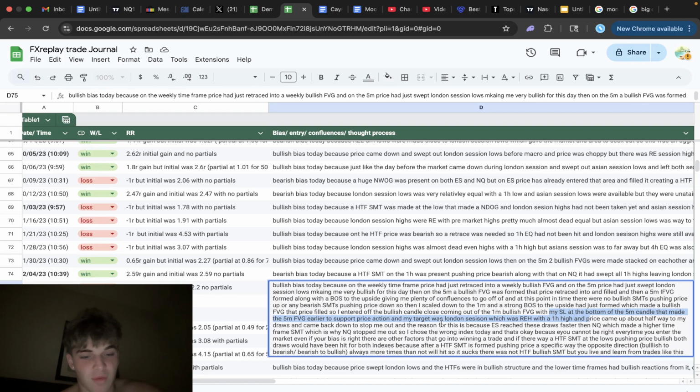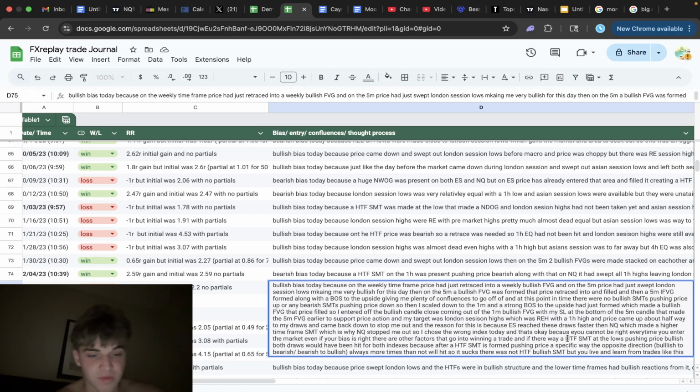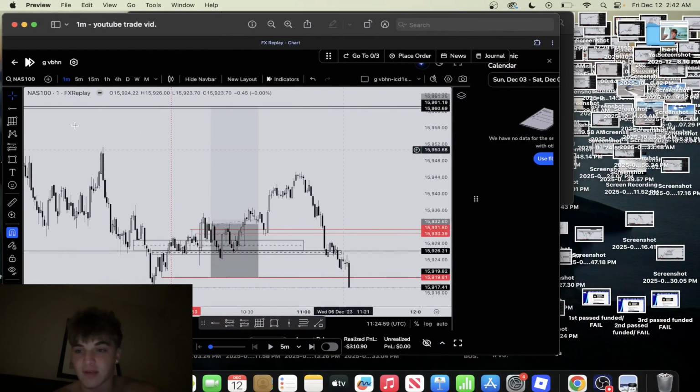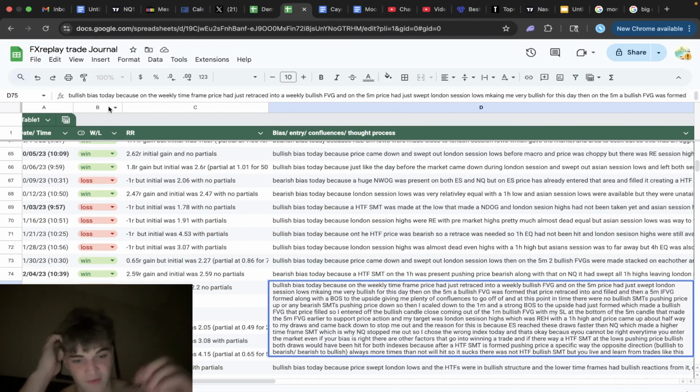Yeah, and my target was London session highs. I don't know why I didn't write highs. Highs, which was relative equal highs with a 1 hour high. So these were, let's see, yeah, boom. Up here, as y'all can see, London session highs, 1 hour high. So they were very relatively equal.